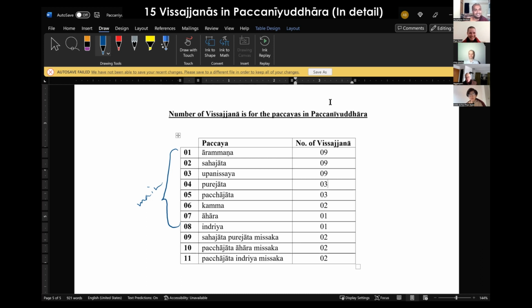We are now coming to the application, right? So we look at the topic, the application of the Paccanīyuddhāra in Paccanīya. We just learned the Paccanīyuddhāra.